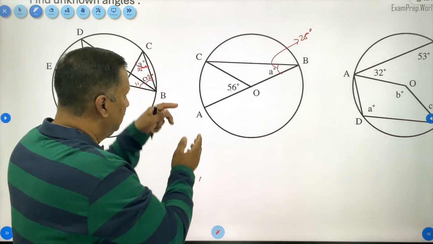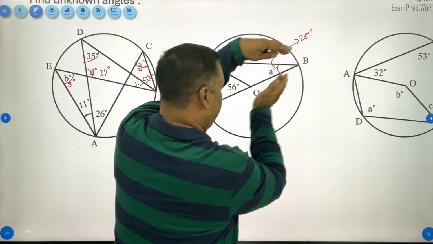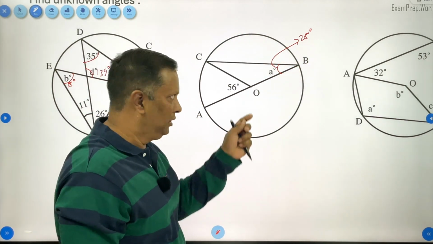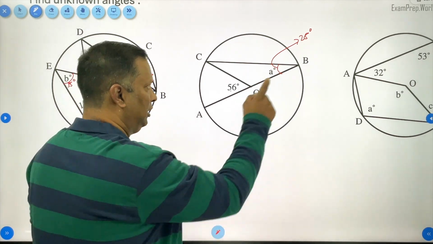Once again I am telling you, an arc, when it creates an angle at the center, creates half that angle at the segment. Okay, 56, 28. Easy to understand? It was a very easy question. Let's move on to the next one.